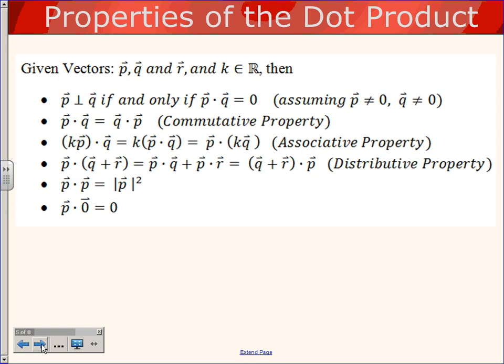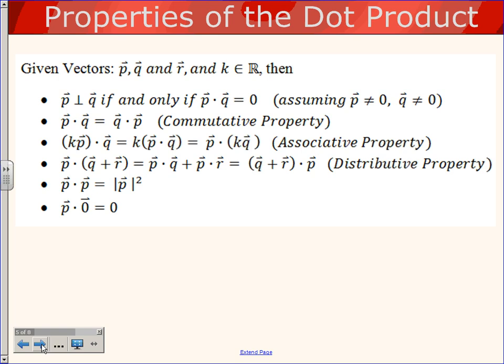Second bullet, it's called the commutative property, right? We've talked about that one before. The idea that the order doesn't matter. So if I go P dot Q or Q dot P, we get the same answer no matter what. That's helpful for us, actually.